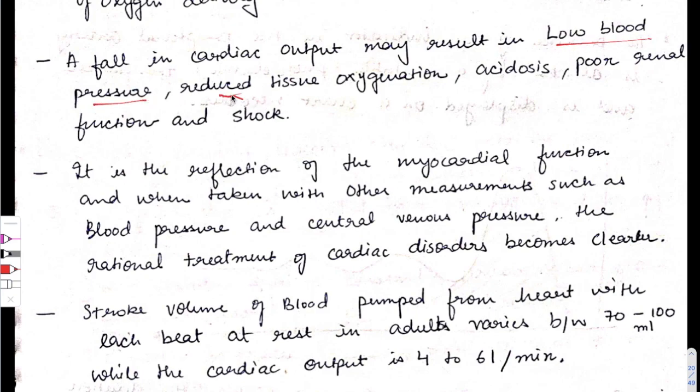and reduced tissue oxygenation, acidosis, and renal failure. Renal failure means poor kidney function; renal is related to the kidney. The next point is that it is a reflection of myocardial function, and when taken with other measurements such as blood pressure and central venous pressure, the rational treatment of cardiac disorders becomes clearer.